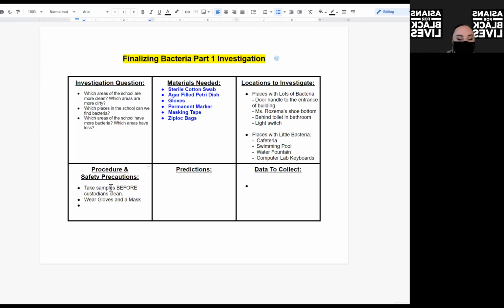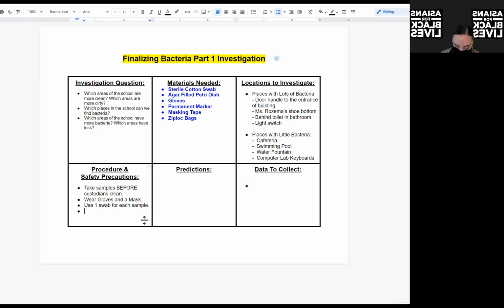Okay, how many cotton swabs do I want to use? Just one for everywhere? Two. So for my 8 different locations, I want to use 2 cotton swabs. Ah, one for each. So use 1 swab for each sample. That way we can make sure that the only stuff that's on that cotton swab is whatever I picked up from that area. Okay.